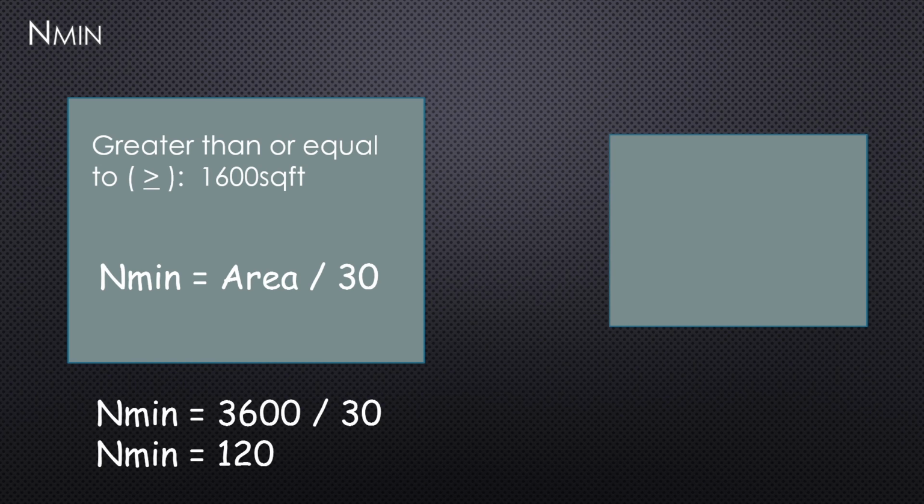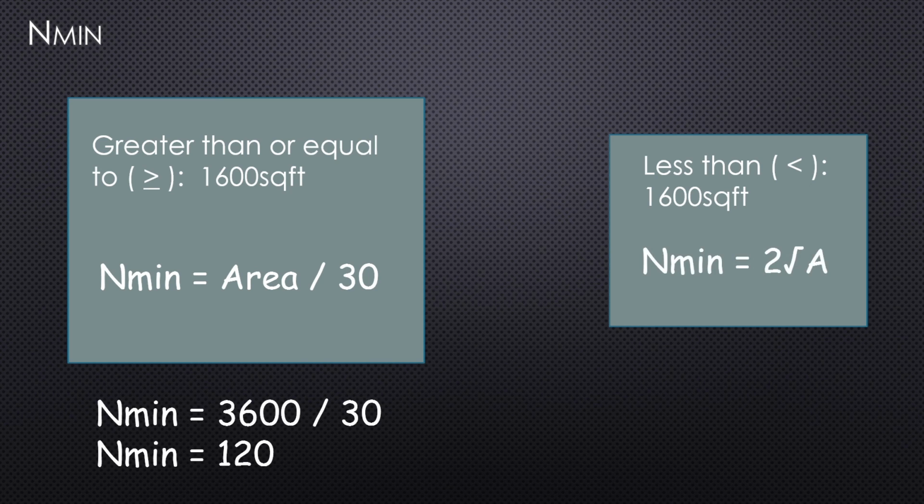For instances where you have a floor section which measures less than 1,600 square feet, you will use a different equation for calculating N-min. In this case, N-min equals 2 times the square root of the area. So if you remember back to your school days, when you ask for the square root of a number, you are asking for what number times itself equals the number in question. For example, if I ask you for the square root of 49, you should tell me that it's 7, since 7 times itself is 49.